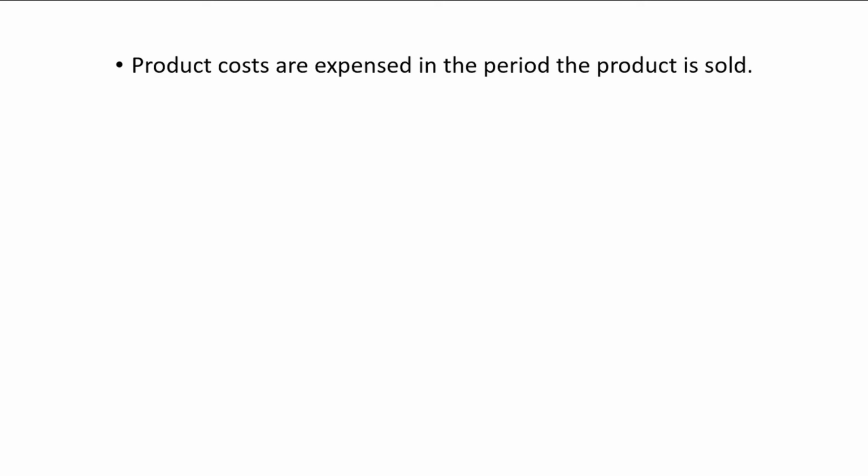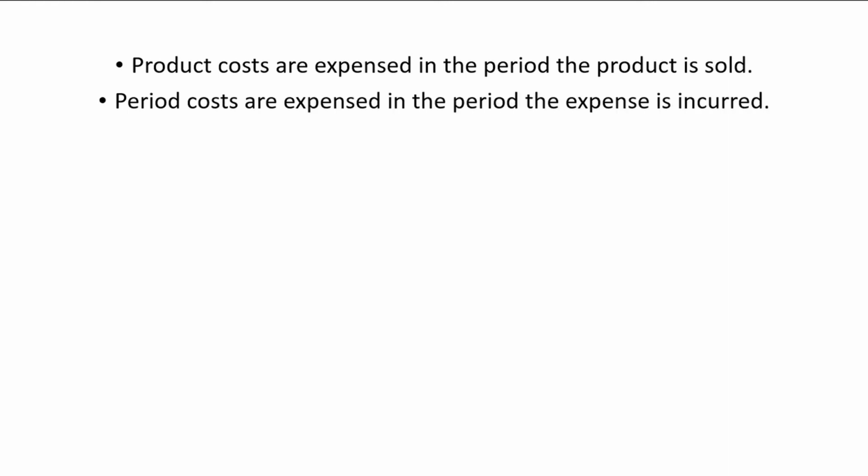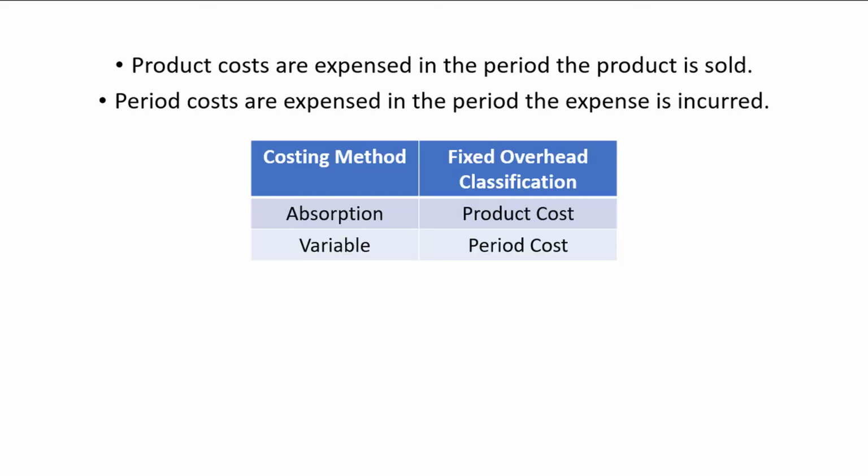Now, an extremely important thing to mention is how product and period costs differ in terms of when they get reported on an income statement. Product costs are expensed in the period they are sold through the cost of goods sold. Period costs are expensed in the period the expense is incurred. Depending on if absorption or variable costing is used, the fixed overhead could be counted as either a product or a period cost. This creates income discrepancies between absorption and variable costing.